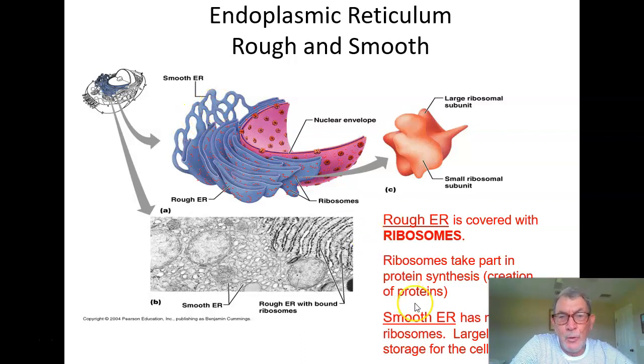One thing that it really does for us in A&P is it stores calcium for you. Calcium, calcium, calcium. So, for instance, in a muscle cell, to get the muscle to contract, you have to release calcium to turn things on. Well, that's where it comes from, the smooth endoplasmic reticulum.